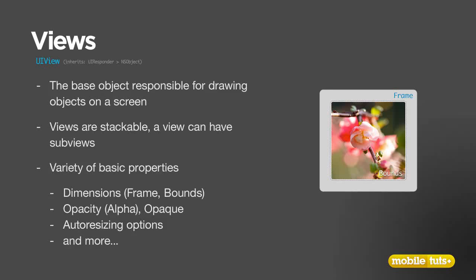They have a variety of basic properties which include their dimensions, which has two types: frames and bounds. As you can see in that little animation on the side, bounds is where the content resides, and a frame can be the outer border around an object where the content is not shown. Then it also has opacity or alpha settings, as well as whether the UI view is opaque or not. Opaque means whether the background shows through from other layers behind it. And it also has auto resizing options, so when that UI window decides to change its orientation, the device knows how to stretch and reposition the object.